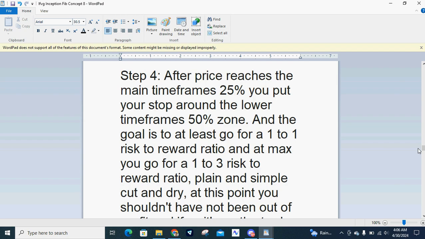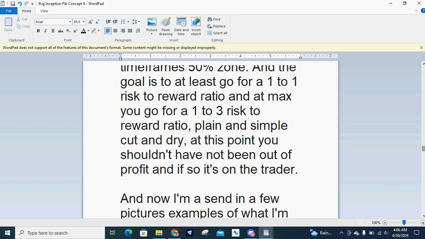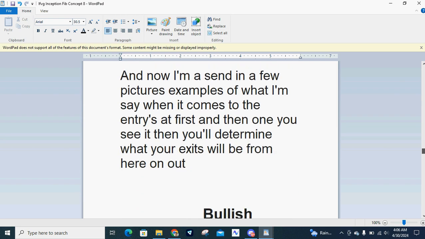Plain and simple. At this point, you shouldn't be at a loss, and if so, it's on the trader, of course. If you're at a loss, that's on you, the trader. Now I'm going to show a couple of examples here.